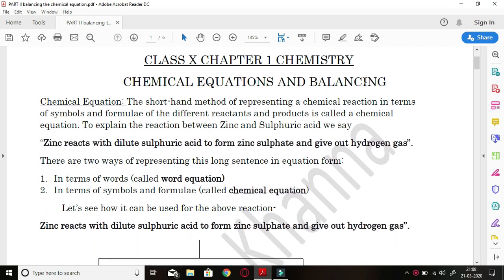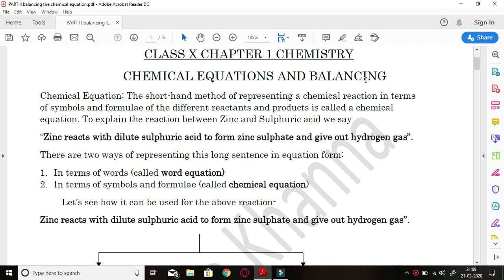So a chemical equation is nothing else but a shorthand method of representing a chemical reaction in terms of symbols and formulae of the different reactants and products. To explain the reaction between zinc and sulfuric acid, for example, what we write is: zinc reacts with dilute sulfuric acid to form zinc sulfate and gives out hydrogen gas. Now this is a statement for us. Let us see how we can represent this statement or this chemical reaction in the form of a chemical equation.